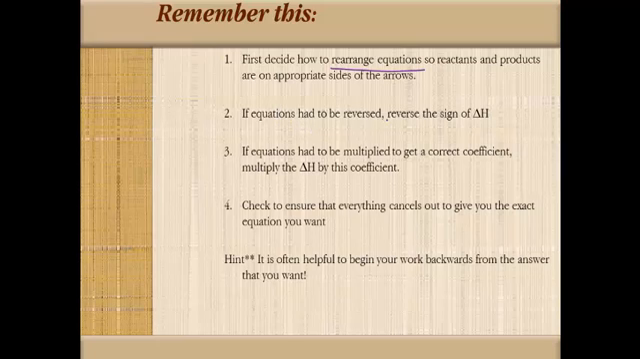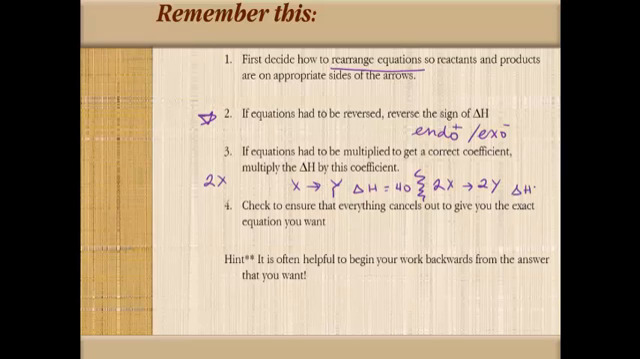If an equation has to be reversed, so that's what we did in that previous example, rule 2, if an equation has to be reversed, you reverse the sign of delta H. So you can just switch between endo and exo by switching between positive and negative delta H. The next possibility: if the equation has to be multiplied to get a certain coefficient, you multiply the delta H by that same thing. So let's say you needed 2x, and you had x turning into y with a delta H of 40. If you needed 2x, you would multiply the whole equation by 2, so the x and the y, and your delta H you also multiply by 2, so now it would be 80.